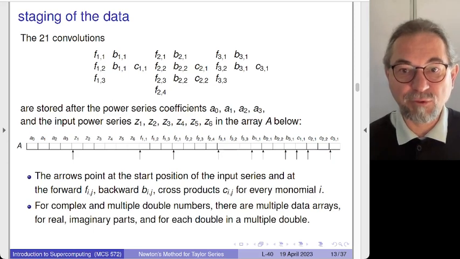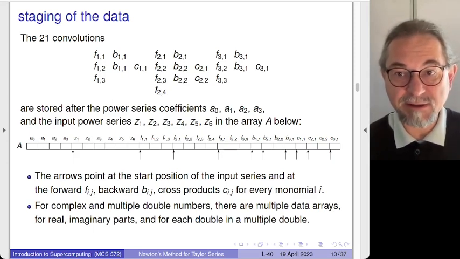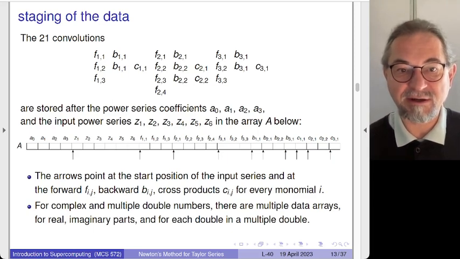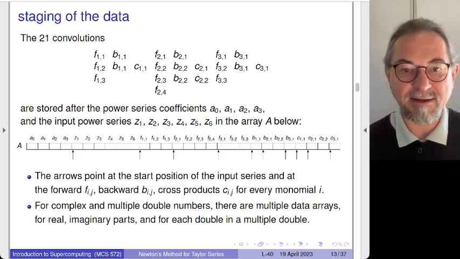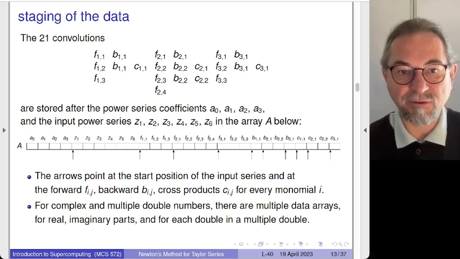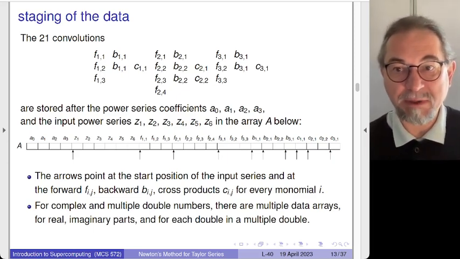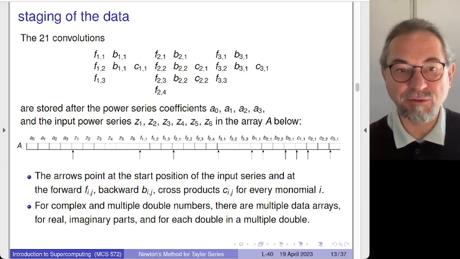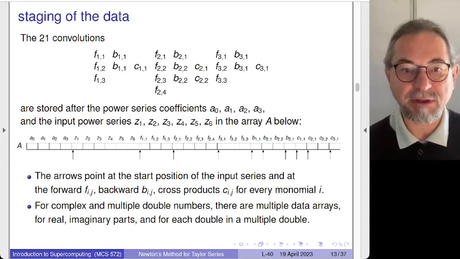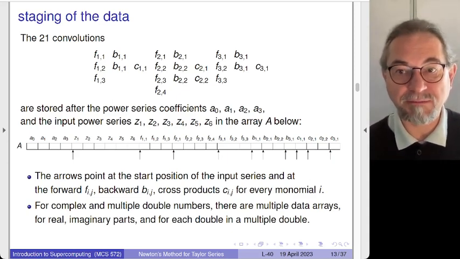So a convolution job is then actually defined by indices in this array A. I actually explain it here for one array, but if you have a complex array, you would actually have two arrays, one for the real parts, one for the imaginary parts. For the multiple double numbers, if we are working with octo doubles or deca doubles, tenfold precision, we have 20 arrays. So this model scales very well and allows for very efficient memory coalescing.